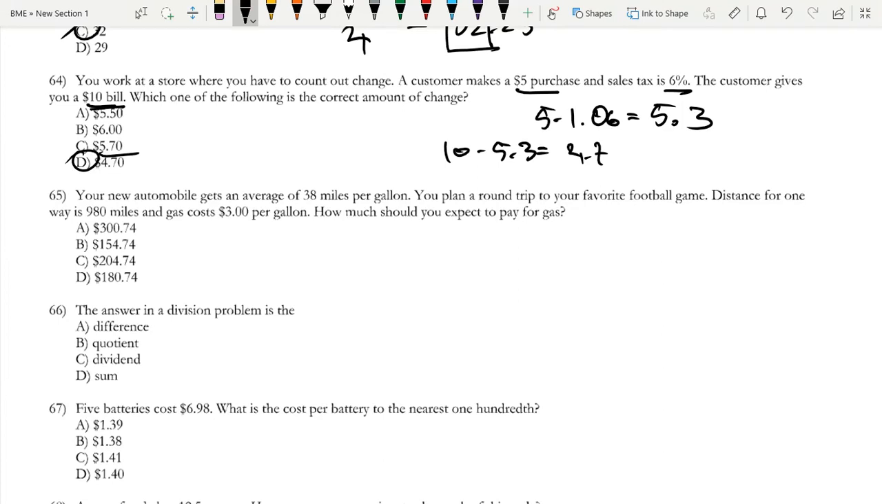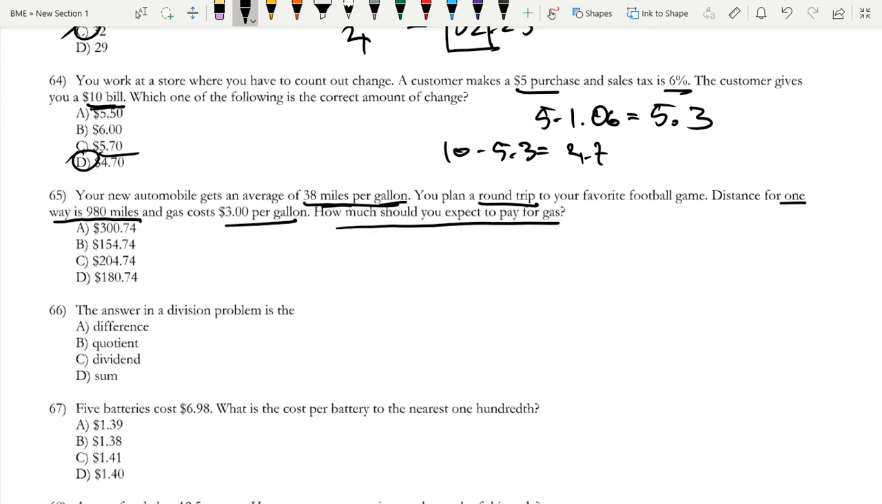Anyways, your new automobile gets an average of 38 miles per gallon. You plan a round trip to your favorite football game. Distance for one way is 980 miles. Gas costs $3 per gallon. How much would you expect to pay for gas?